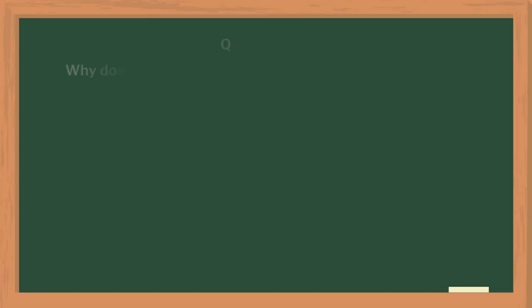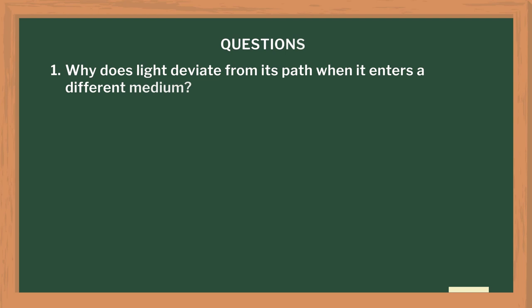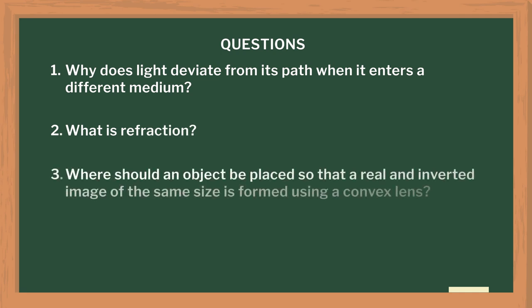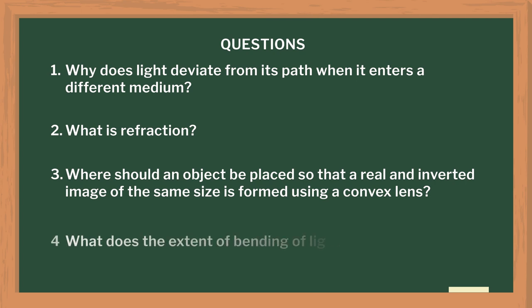I closed the session with the following questions. Why does light deviate from its path when it enters a different medium? What is refraction? Where should an object be placed so that a real and inverted image of the same size is formed using a convex lens? What does the extent of bending of light depend on?